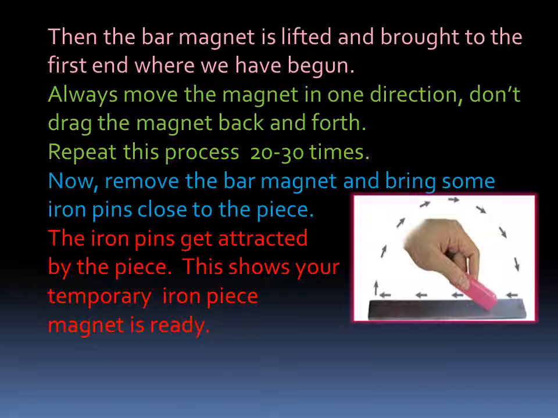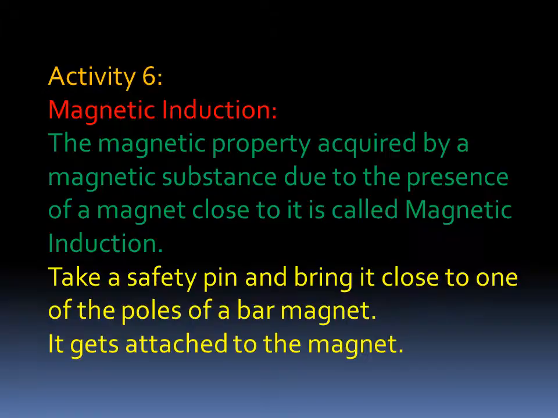Now remove the bar magnet and bring some iron pins or safety pins close to the piece. The iron pins or safety pins get attracted by the piece. This shows your temporary iron piece magnet is ready. You can do it at home. See the picture, children.